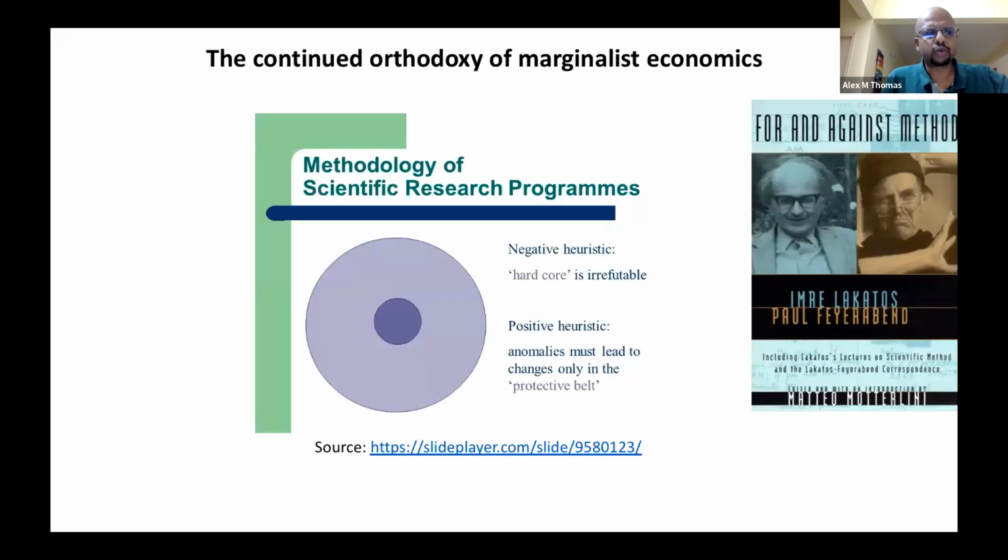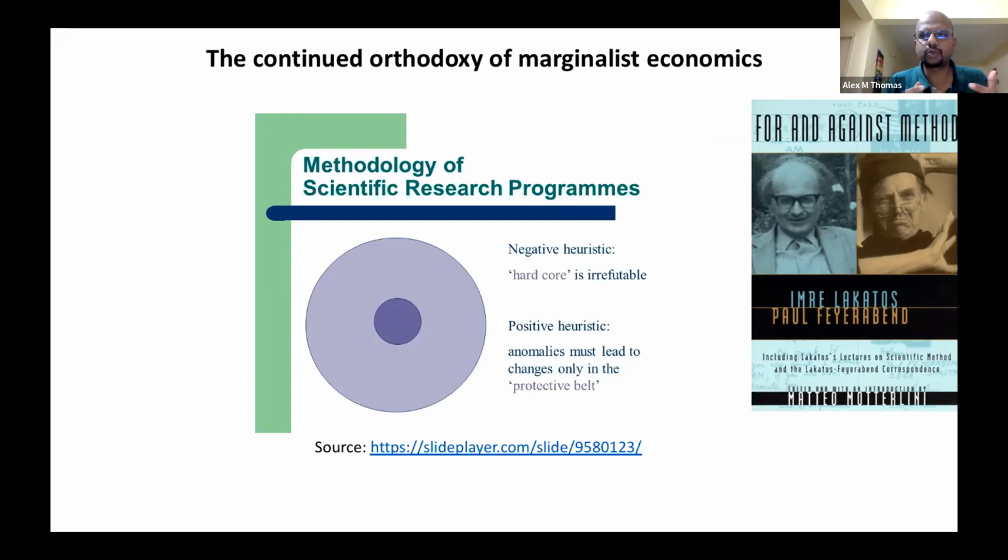And I've got two more slides and I'll end. And this I've taken from Lakatos, from the philosophy of science. And I think that maybe the continued orthodoxy of marginalist economics can be explained partly by this, because there is a very hard core, which is irrefutable. And no kind of criticism is able to enter there.